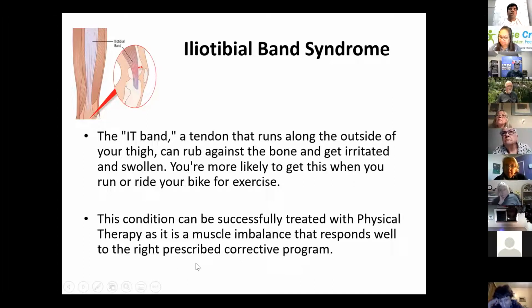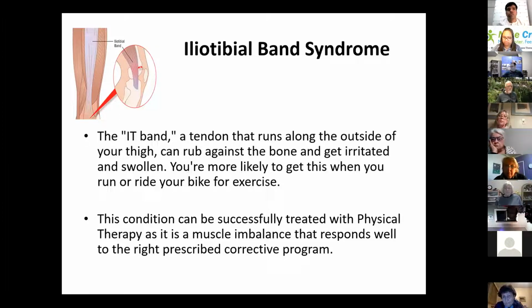We can treat it with the right rehab program. The IT band is surrounded by hip muscles as well, the glutes. If those glute muscles are weak, it will put a lot of stress on this IT band, and we'll attempt to use it a lot rather than using the right muscles.